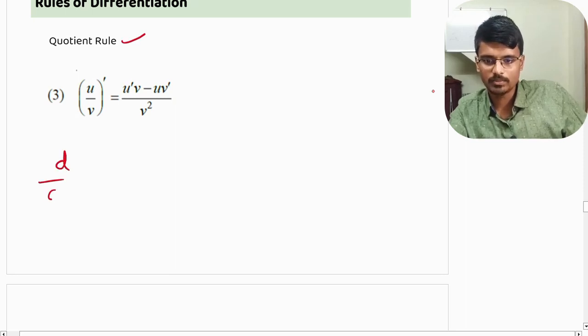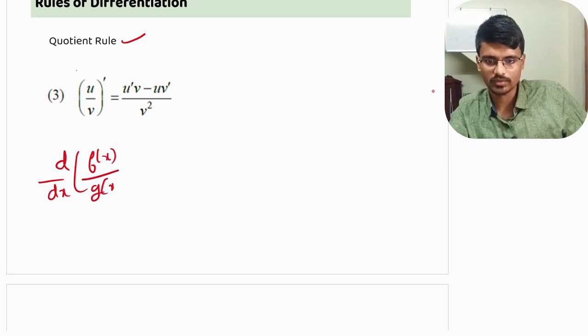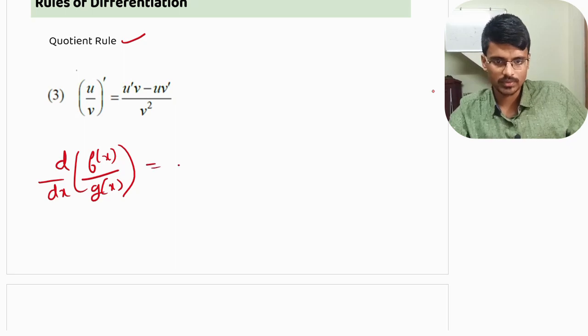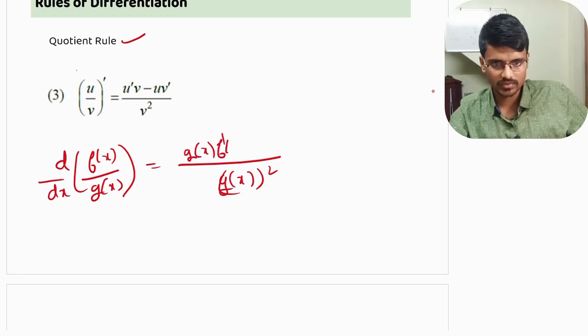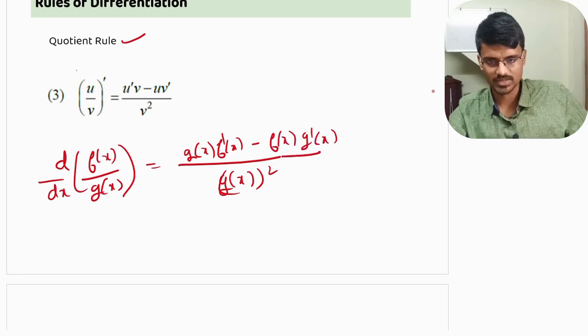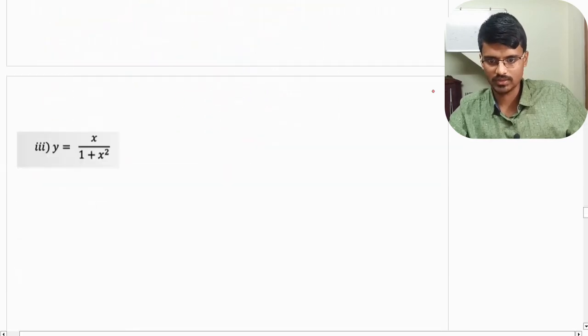d by dx of f of x by g of x. Make sure g of x is not equal to 0. So here we take the square of the denominator, g of x whole square, and in the numerator g of x f dash of x minus f of x g dash of x. Okay, simple, right? We'll see a simple example.